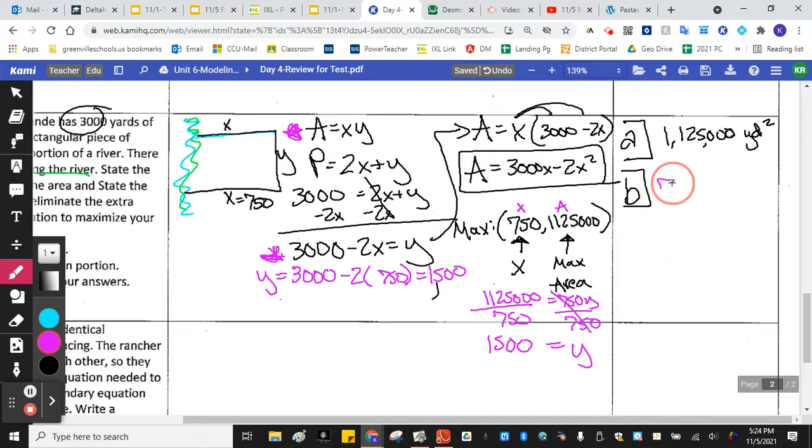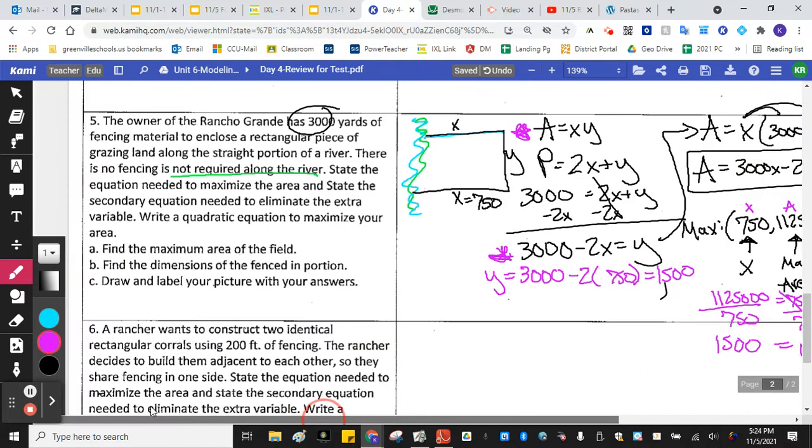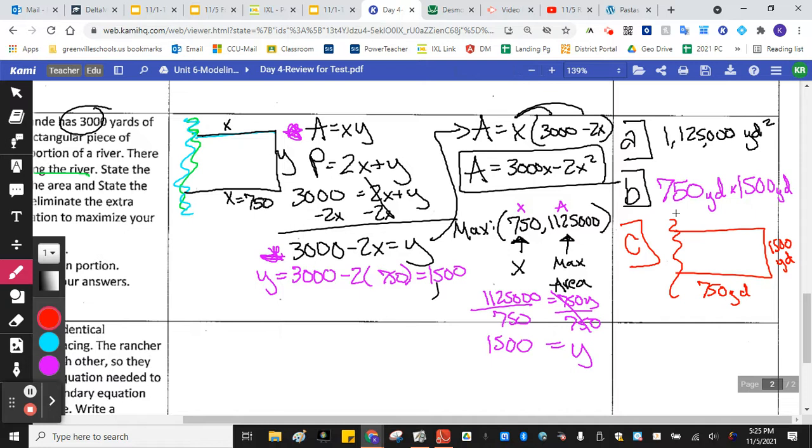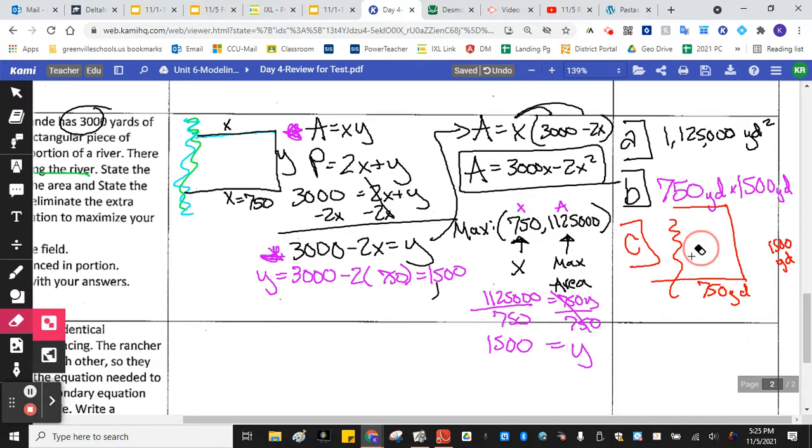But it is 750 yards by 1500 yards. And then my last thing says draw and label your picture, because I need to know which one you said was x and which one you said was y. So here's my river. Here's my picture. This is my 750 yards. This is my 1500 yards. That's not a good picture. That should be more like it. Okay?